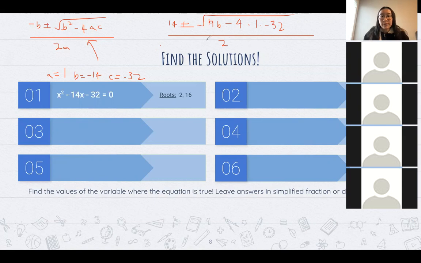So 196 minus 4 times 1 times -32. That would be equal to, I'm going to write the whole thing.